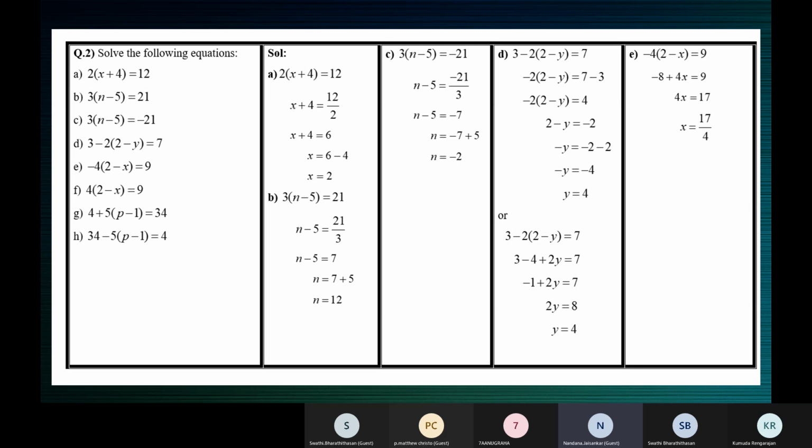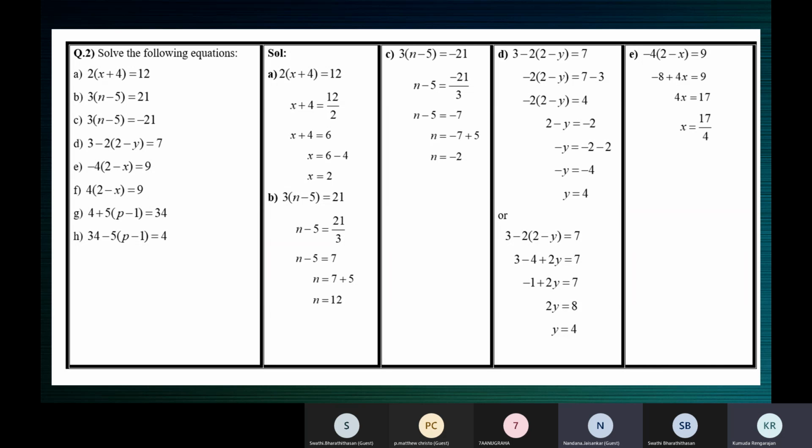Ma'am, then 3 is going to the right side, we should divide, ma'am. No, the way I explained. I wanted the way I explained. Okay, disable your mic, Nandana. That's okay. Maybe next one you can do it.